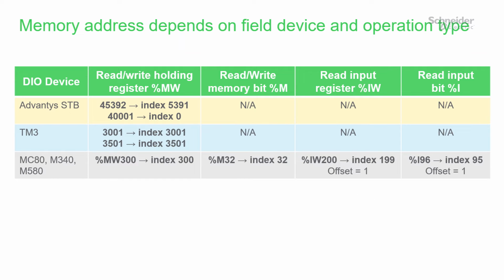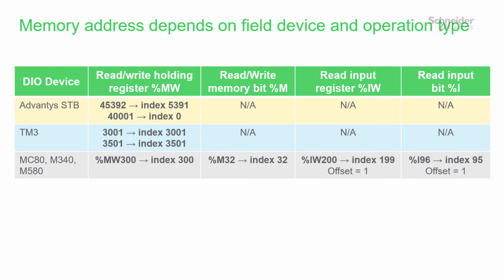To summarize, there are 2 details to consider when configuring the memory address input. First, you must use an index value, which happens to coincide with the memory addresses you will find in the TM3 and the Modicon controllers. However, in the case of the Advantys STB, addresses of holding registers start with 40,000, and you will need to subtract 40,001 to obtain the value of the index you will transfer to the memory address input of the GPL function block.